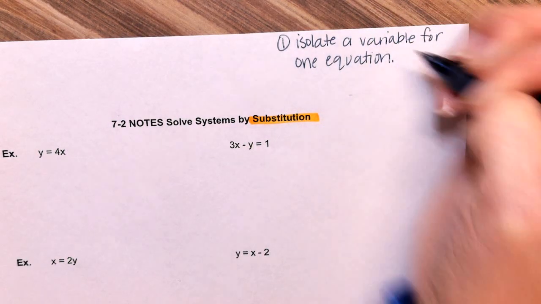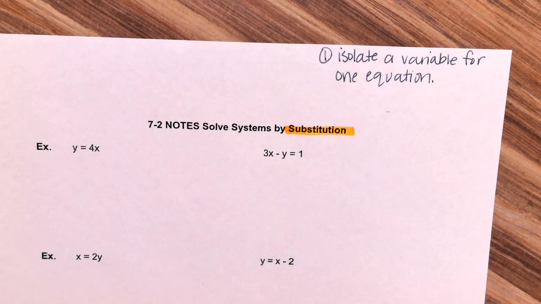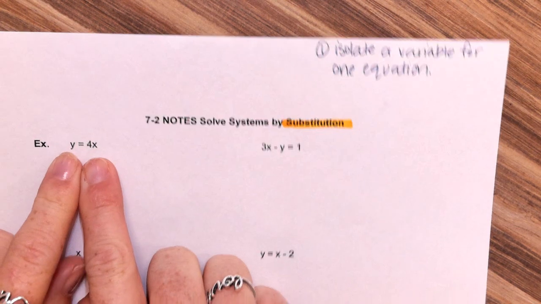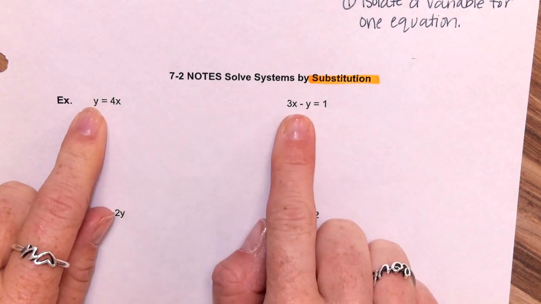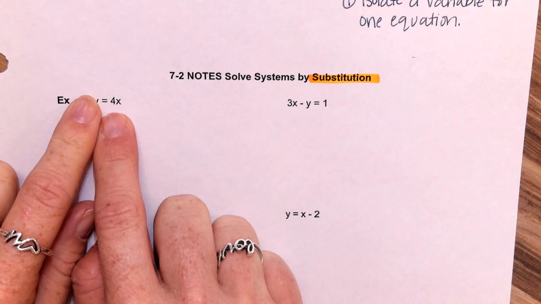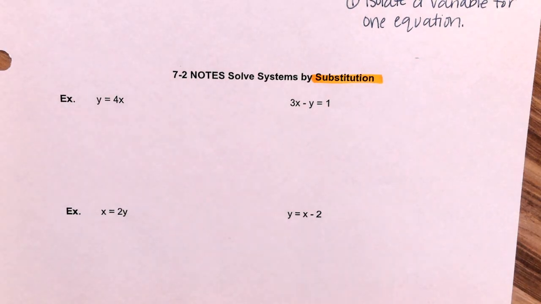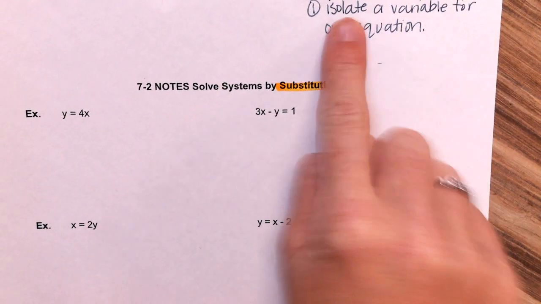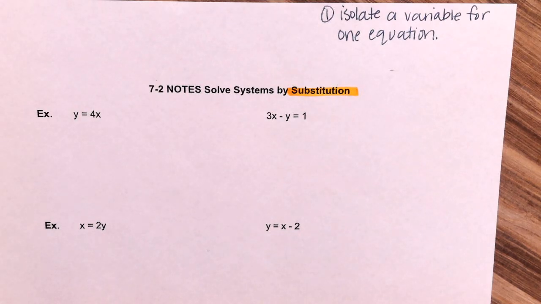It might already be done for you, but if it's not, you need to isolate a variable for one of the equations. What does that mean, to isolate a variable? Isolate. If I isolated you, what would I be doing? Put you by yourself. So if you look at this example, we have an equation here and an equation here. Is y already isolated over here? It says y equals something. Then we don't have to do this step. It's done for us. Are y'all with me?